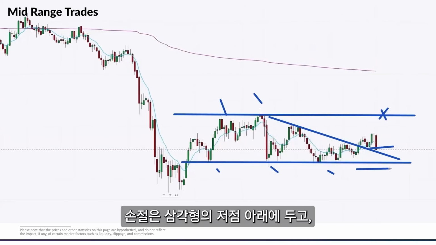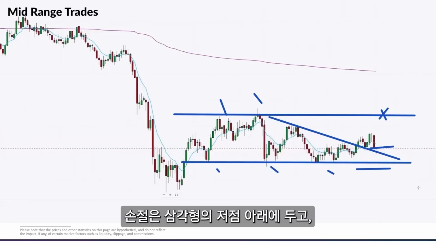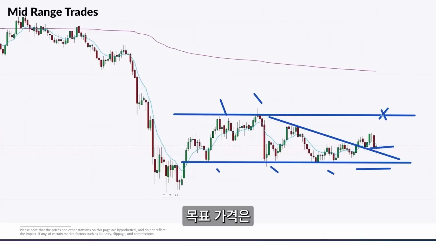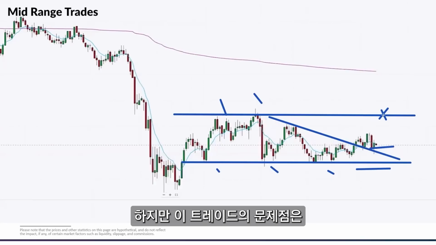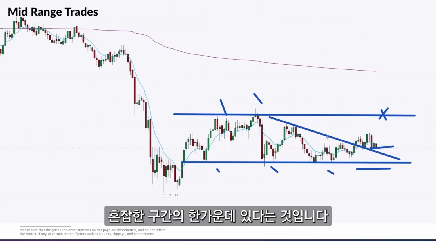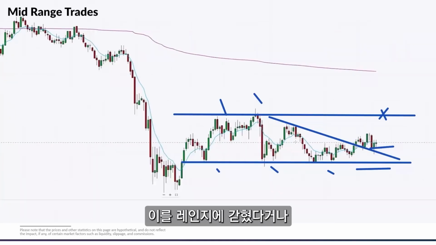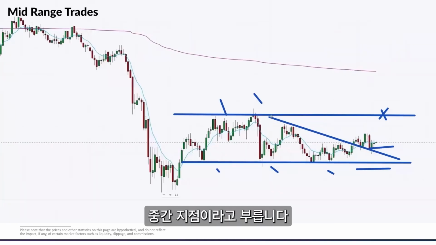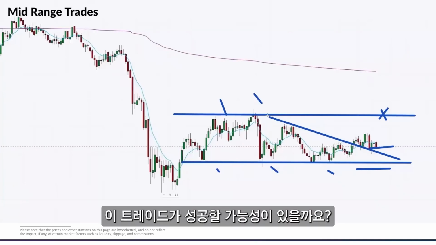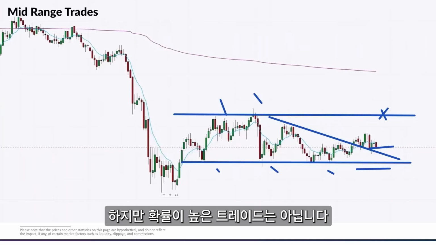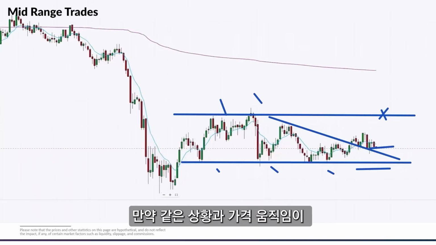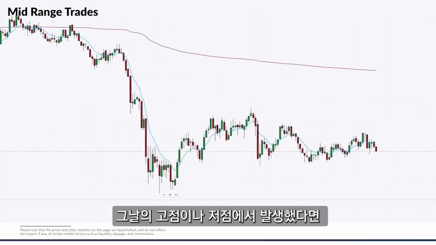Your stop would go below the low of the triangle, and you would be targeting price action coming right up here. The challenge with this trade, and it is a tricky one, is that it's in the middle of congestion. It's in the middle of all of this range. We call this stuck in range or midpoint. This is basically midpoint. So could it work? Yeah, but is it a high probability trade? No.